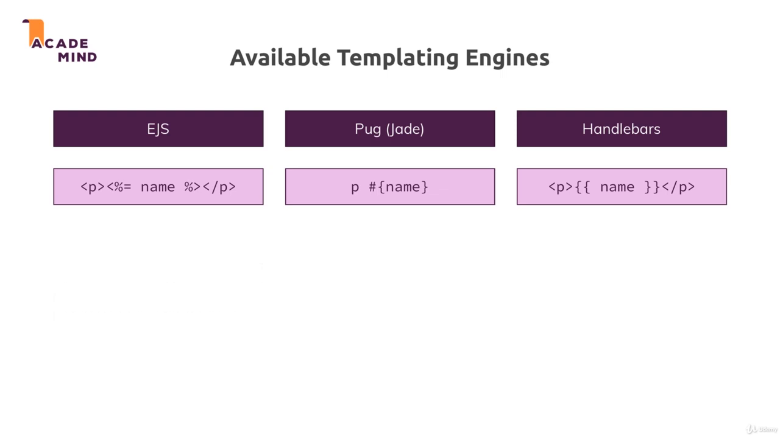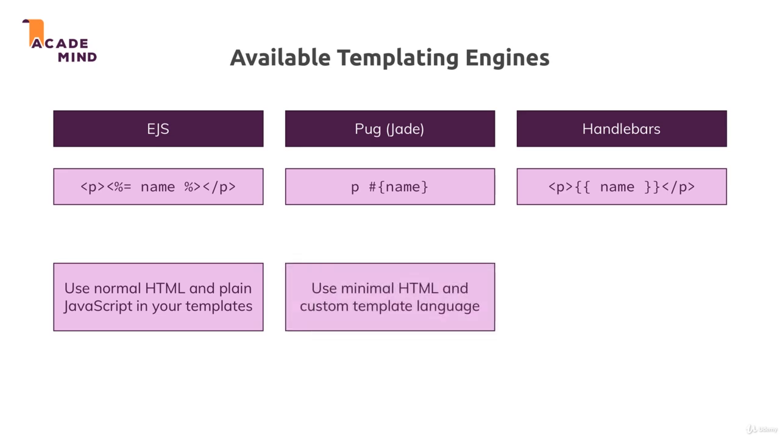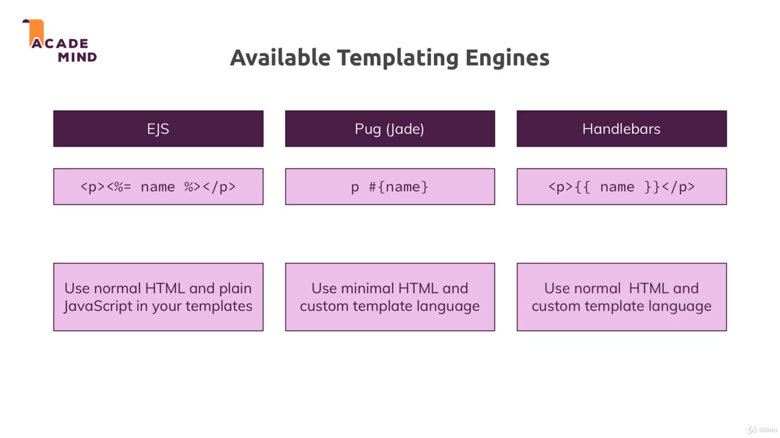So a short summary would be: EJS, normal HTML, and then you've got these placeholders, which allow you to just use plain JavaScript in them. So you can also write if statements, for loops. Pug uses a minimal HTML version and a custom template language, which is extensible, but generally offers only a set of operations you can do. But if statements and lists would be included, iterations would be included. Handlebars uses normal HTML, but also a custom template language with a limited set of features, again, including common things like if statements or lists.